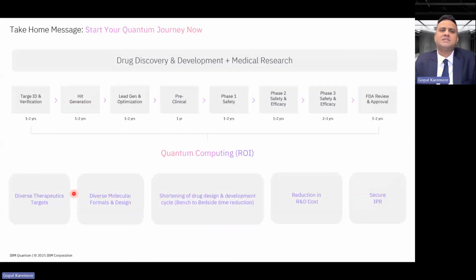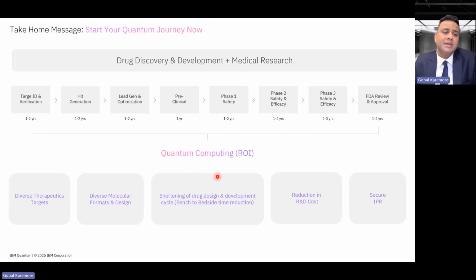So this is my last slide, which is basically a take-home message. As you can see, we have seen the different applications of quantum computing in drug discovery and development, starting from target discovery to preclinical and clinical development. We're not saying that right now you're going to get a return on investment, but this is definitely a path, and leadership should think about how to start your quantum journey, right?